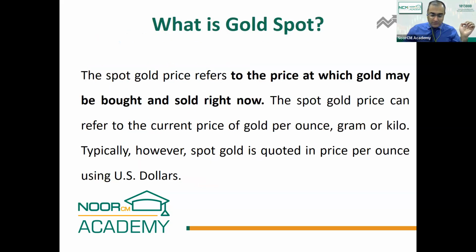Okay. So enough talking. The spot gold price refers to the price at which gold may be bought or sold right now. Spot means instantly, right now. The spot gold price can refer to the current price of gold per ounce, gram, or kilo. Typically, however, spot gold is quoted in price per ounce. So what do I mean by here?